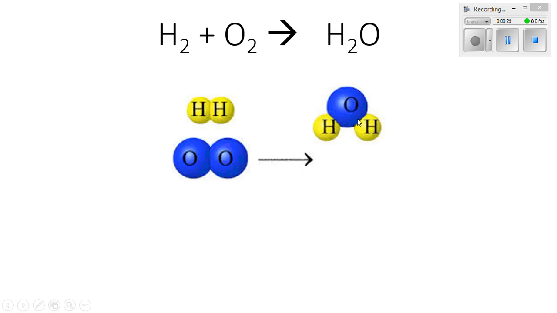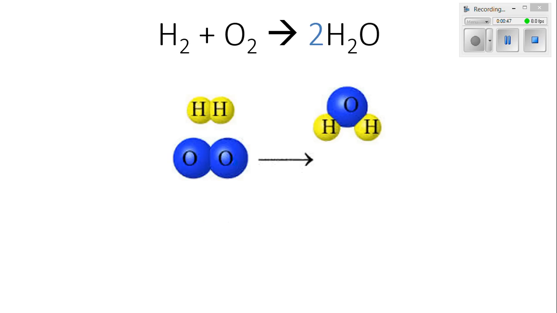But if you remember from the law of conservation of mass, the mass of the reactants and the mass of the products must be equal. Matter cannot be created nor destroyed, which means something has to happen with this oxygen atom. It doesn't just disappear. So hopefully by now you remember how to balance equations.